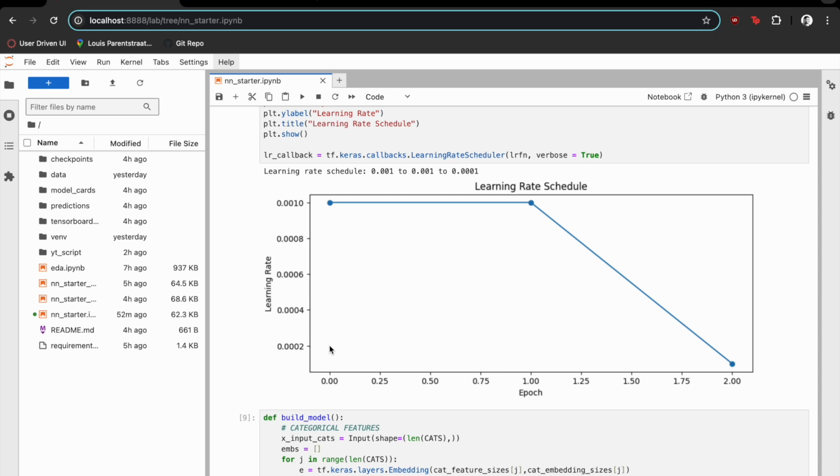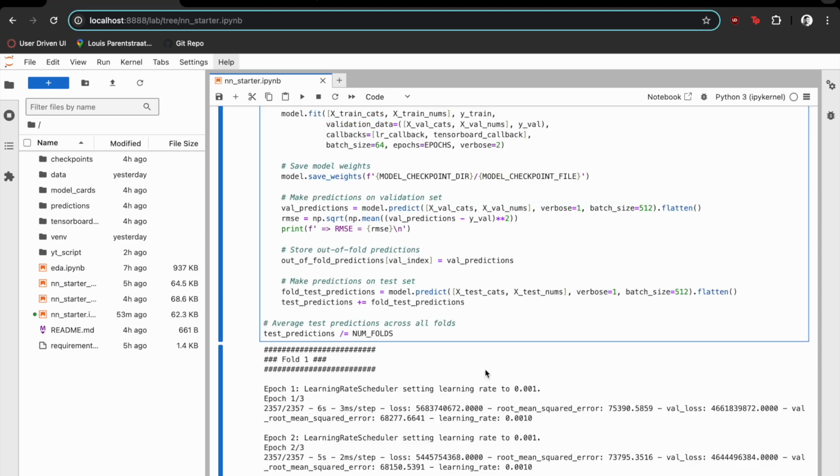I will link a research paper below about learning rate annealing and how it improves the performance of training a model. We have mentioned several things like k-fold cross-validation, learning rate scheduling, embedding layers, Adam optimizer, MSE loss functions, etc. If you want to learn more about any of these topics, please let me know in the comments down below and I'll make a separate video about it.